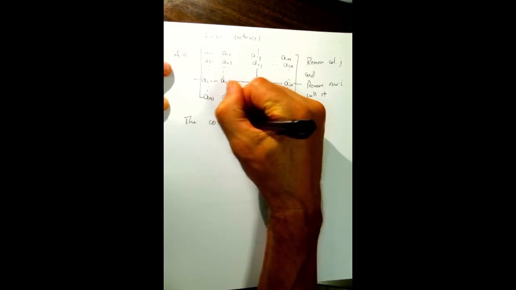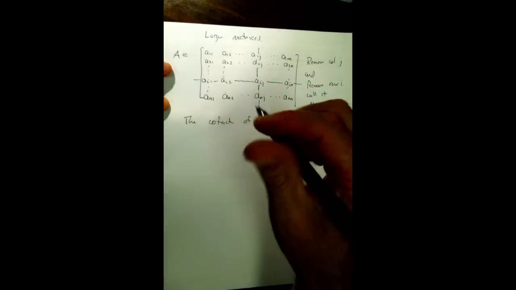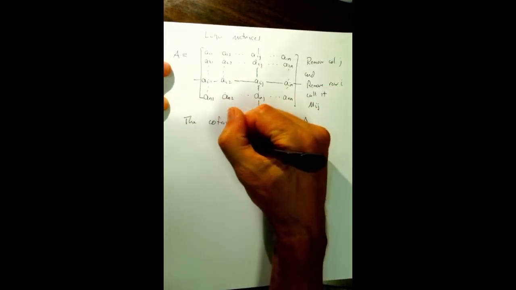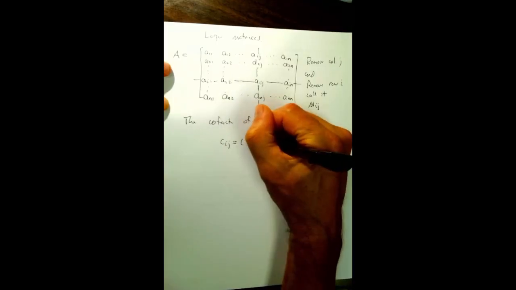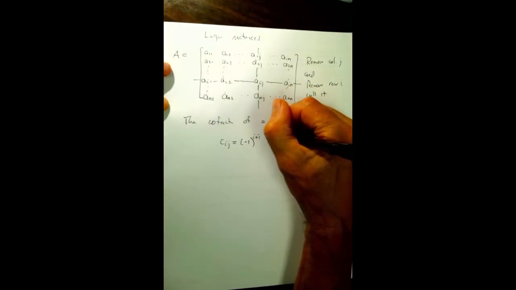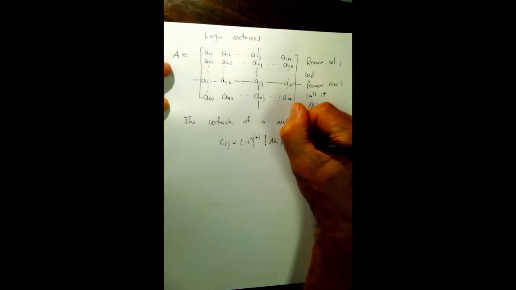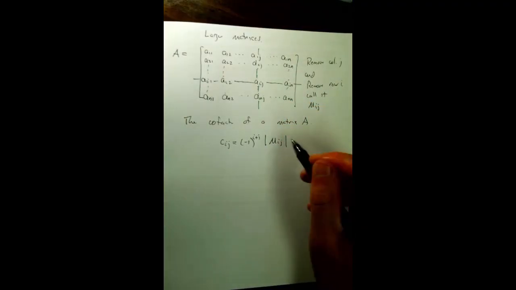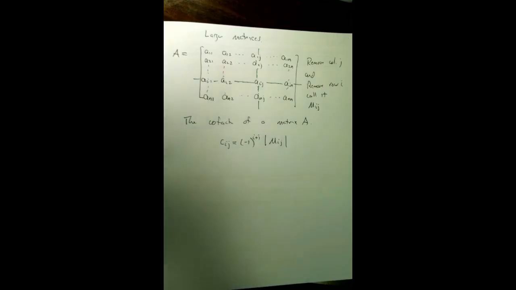The cofactor of a matrix A is going to be found by removing row i and column j and taking the determinant of what remains. I got to be a little careful here, as I'm going to have to multiply by a minus 1. And that's going to be the determinant of the matrix A after I remove row i and column j.